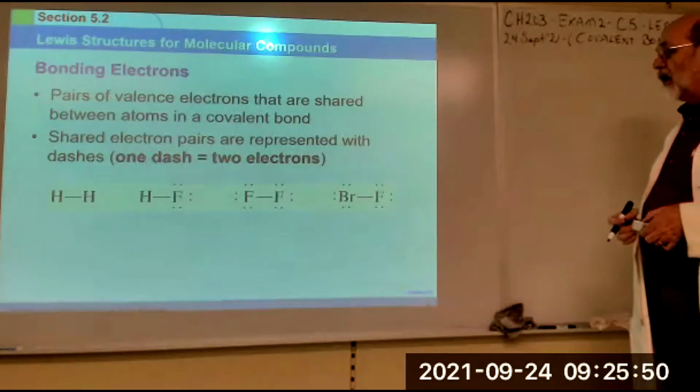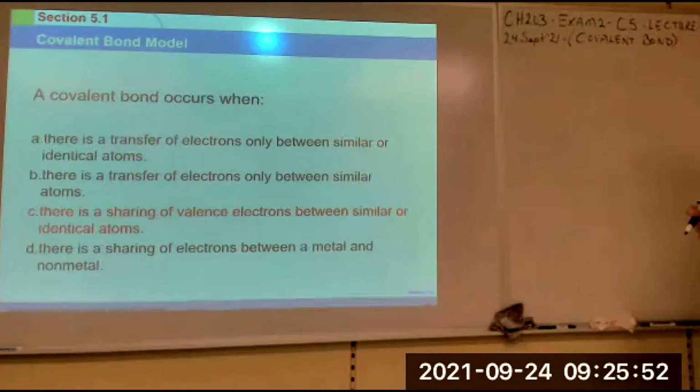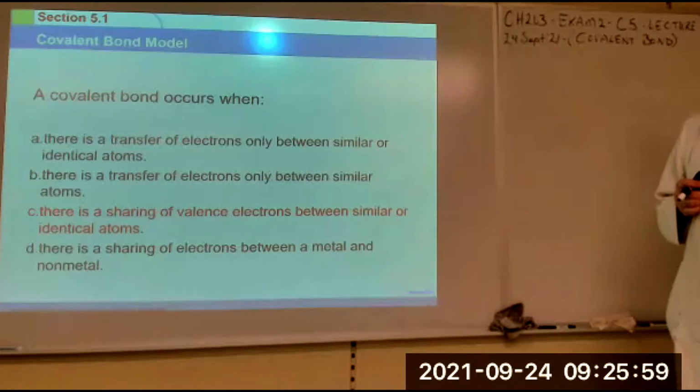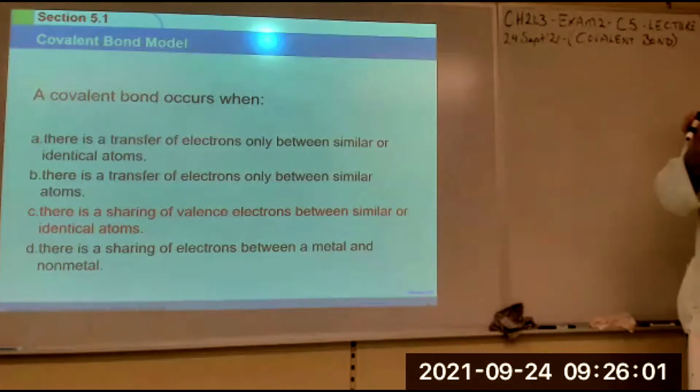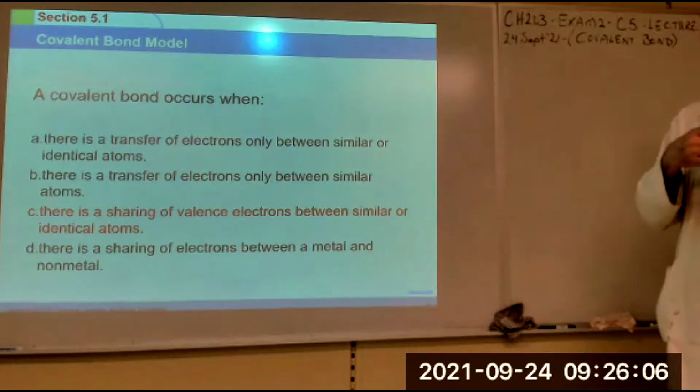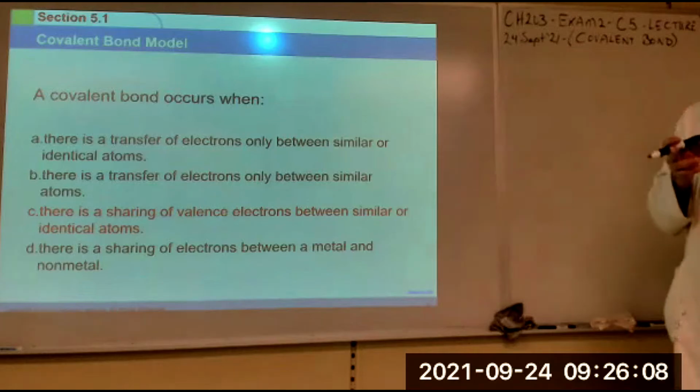Oh, by the way, the sharing of electrons is only the valence electrons, those in the outermost energy shell. Right? The inner electrons, the core electrons, never participate in bonding.